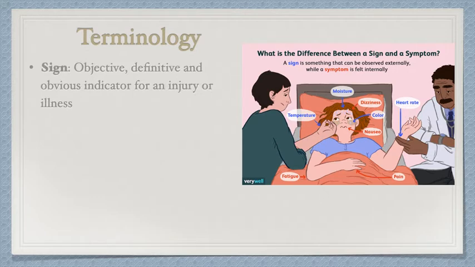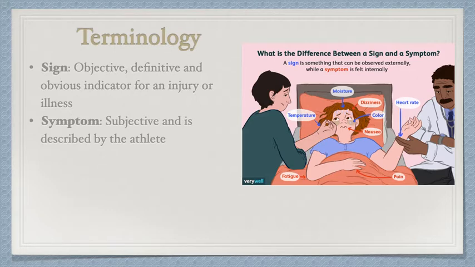First one is a sign. This is objective, definitive, and obvious indicator for an injury or illness, versus a symptom is subjective and is described by the athlete or the patient. So in the picture there, we have the letters in blue, which are signs, and the symptoms are in red. If you look at the blue letters, we got temperature, moisture, heart rate, and color of skin. Those are all things that somebody else can see or measure. So we can measure temperature, we can see the sweat with the moisture, we can see the color of the skin, and we can take the heart rate.